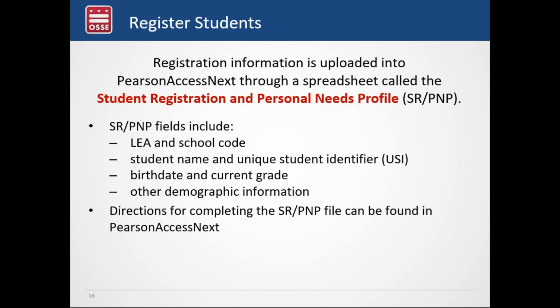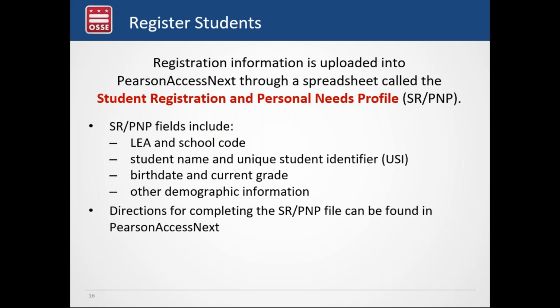The registration information is uploaded into the system of Pearson Access Next through a spreadsheet. You're going to hear me use this term a lot, and you'll see it a lot as you read through the bulletin and other trainings in the near future. It is the student registration and personal needs profile. The student registration component includes what we talked about recently, where we have the student's information and the test they are taking. The personal needs profile is where we outline information for students and what sort of supports they may need through their IEP, 504, or EL plans, or also additional supports that may be offered to all students at the discretion of the school. We'll talk in more detail about what those are in the future.